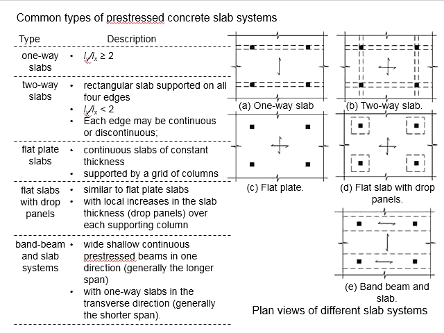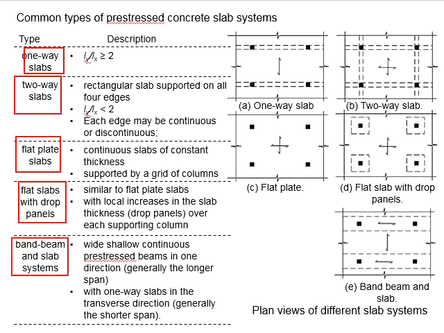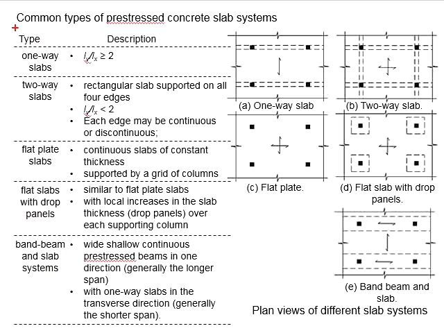There are various types of the pre-stressed concrete slab system. These include the one-way slab, two-way slab, flat plate slab, flat slab with drop panels, and also band beam and slab systems. These are the common slab systems, which are applicable for both pre-stressed concrete structures and also reinforced concrete structures.